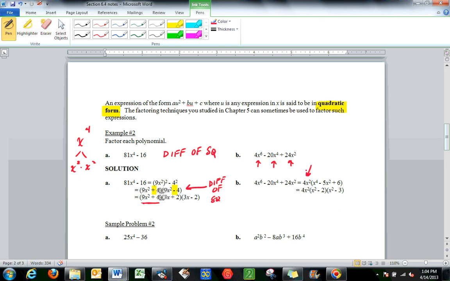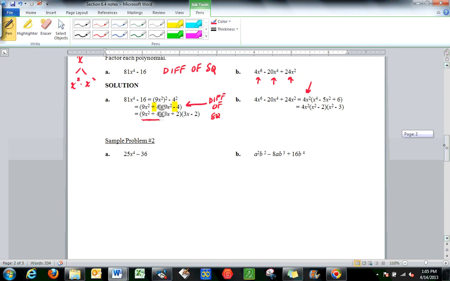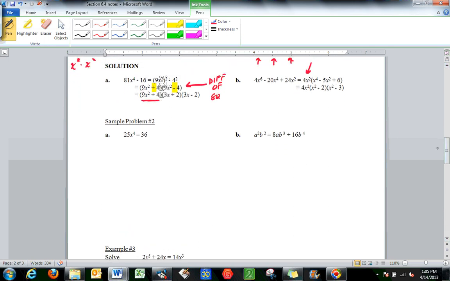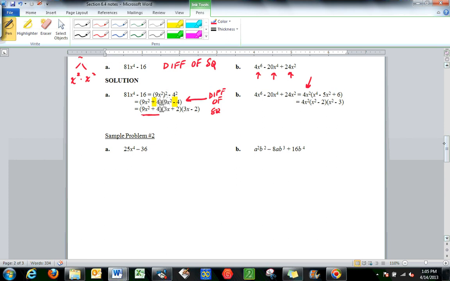All we have to do is take the x to the fourth and break it up into x squared and x squared, and break up the 6 into its two factors as well. This follows what we call the quadratic form, and you can see that we get x squared minus 2 and x squared minus 3. This is just like factoring from chapter 5 from our quadratic section. So see if you can use those factoring skills that you learned in chapter 5 to work on sample problem number 2, part A and B at this point.